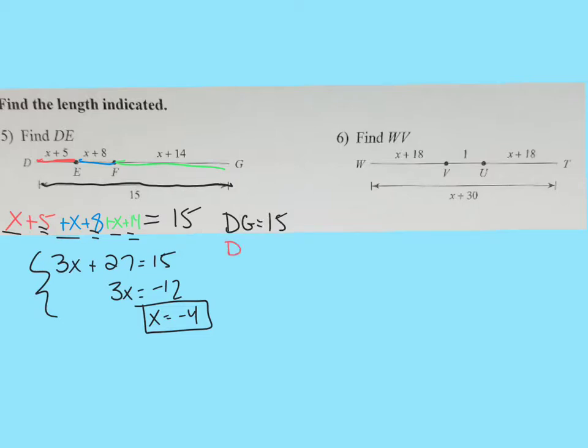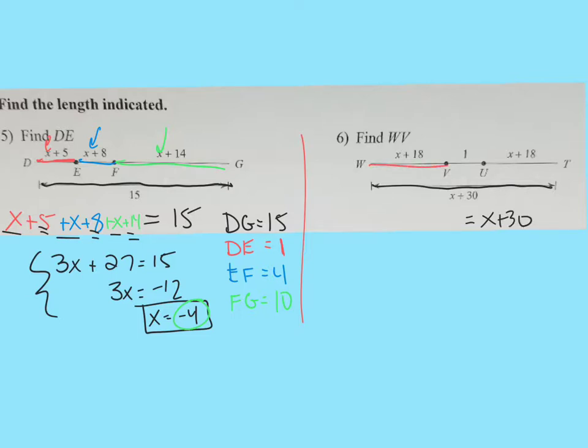I know DE, that's what they wanted me to find, equals negative 4 plus 5, which is 1. Blue is going to be x plus 8, so negative 4 plus 8, so EF is going to be 4. And then FG is negative 4 plus 14, which is 10. So what I did is I took negative 4 and plugged it in for x in each individual piece, and I found all the pieces, and then I double checked and it worked out. So that works. Alright. So in 6, the entire piece is equal to x plus 30.